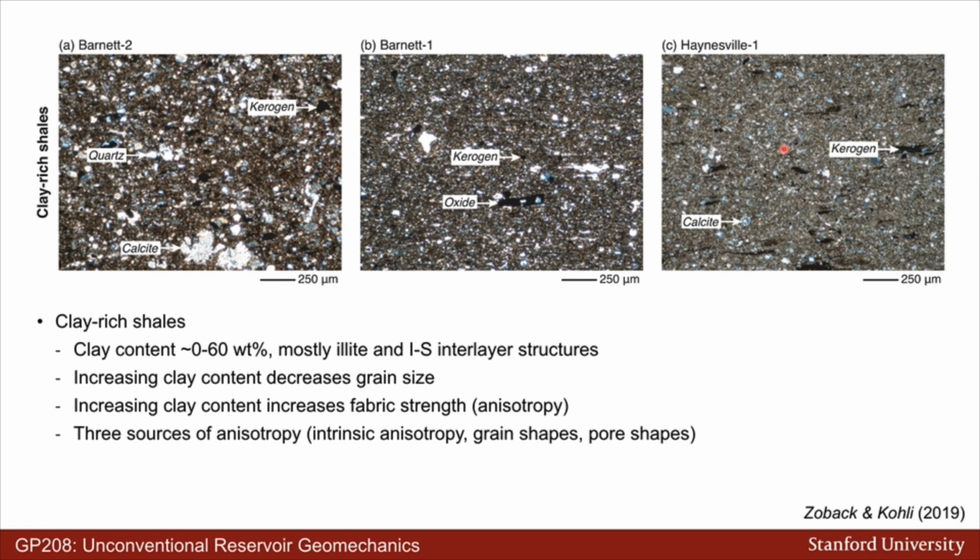Again, the intrinsic anisotropy refers to the anisotropy of the clay grain itself, the actual mineral structure. The grain shape, or in this case, the particle shape, these elongated platelets that result from many, many clay minerals being put together in these aggregates, that again is another source of anisotropy. And finally, the pores that result from those aggregates being stacked on top of each other in somewhat of a misaligned fashion results in elongated pore shapes that again contribute to the anisotropy. So three sources of anisotropy as you increase the clay content of the rock.